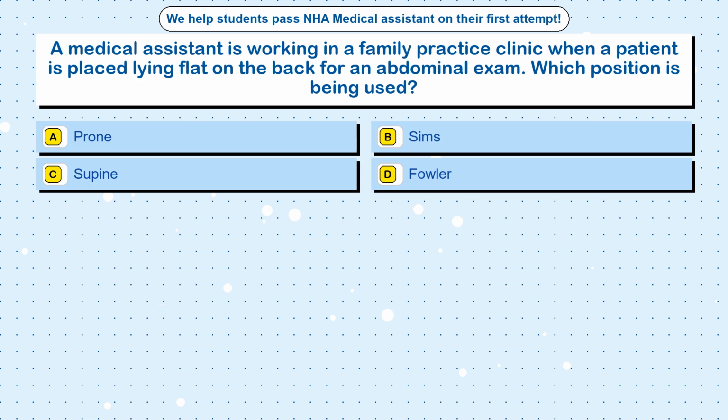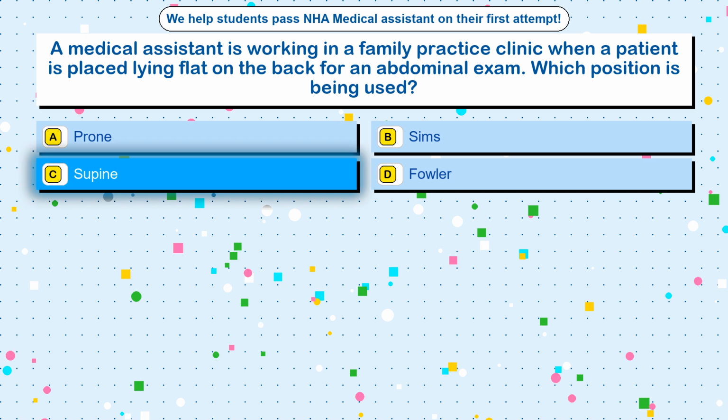Question 16. A medical assistant is working in a family practice clinic when a patient is placed lying flat on the back for an abdominal exam. Which position is being used? Option A. Prone. Option B. Sims. Option C. Supine. Option D. Fowler. The correct answer is option C.